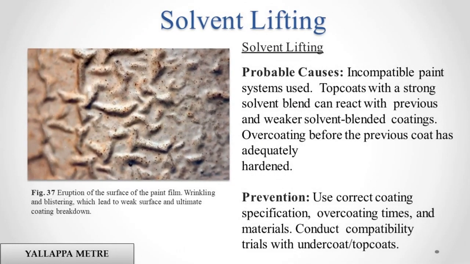Solvent lifting. Probable causes: incompatible paint systems used. Top coats with a strong solvent blend can react with previous and weaker solvent-blended coatings. Overcoating before the previous coat is adequately hardened. Prevention: use correct coating specification, overcoating times, and materials. Conduct compatibility trials with undercoat/topcoats.